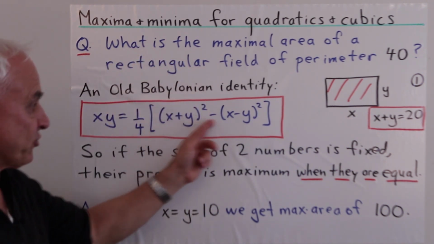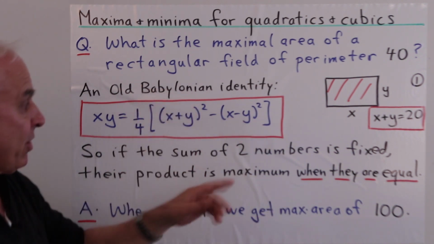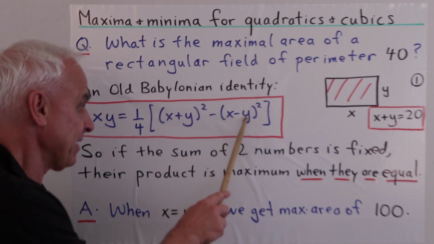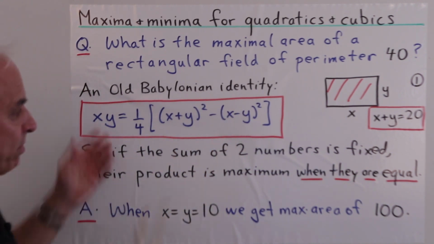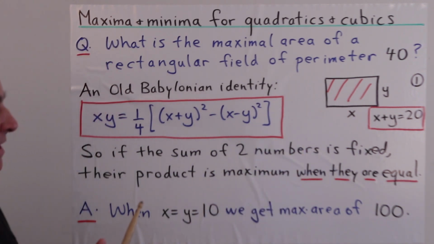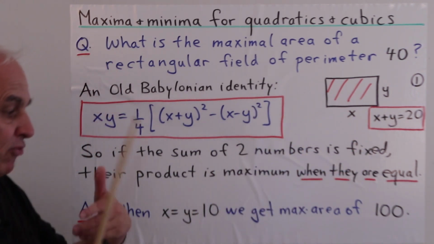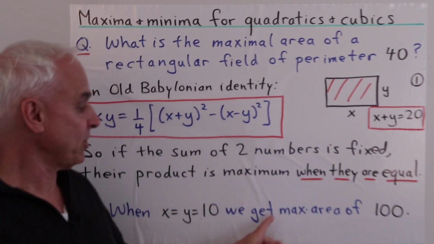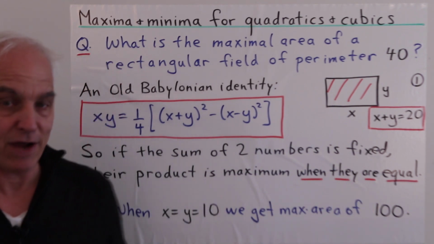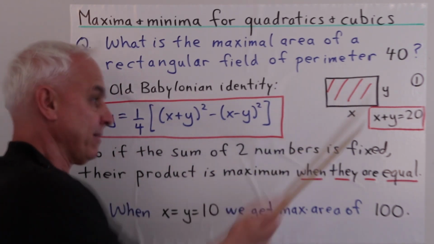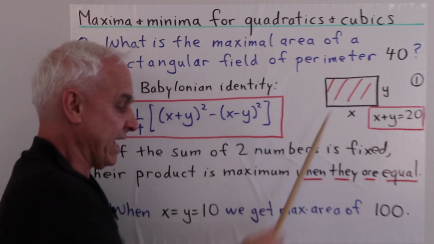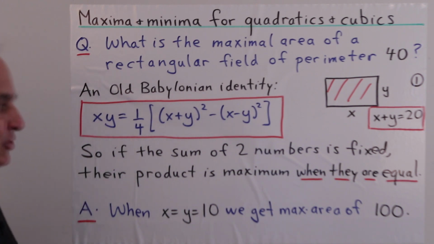We've got something and we're subtracting a positive quantity. That's going to be maximum when what we subtract is 0. That's going to happen when x equals y. So applying it to this case here, the sum is 20. The product is going to be maximum when the two quantities are equal. In other words, when they're both equal to 10, in which case we're going to get a maximal area of 100. And indeed, 10 times 10 is 100. That's bigger than 9 times 11 or 12 times 8 or any other combination adding up to 20.